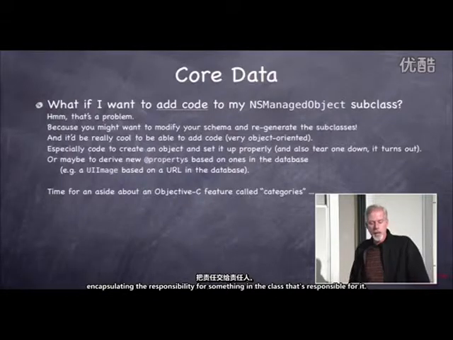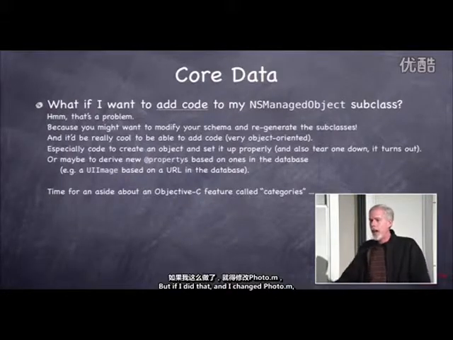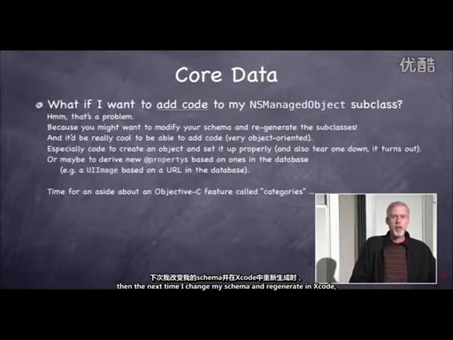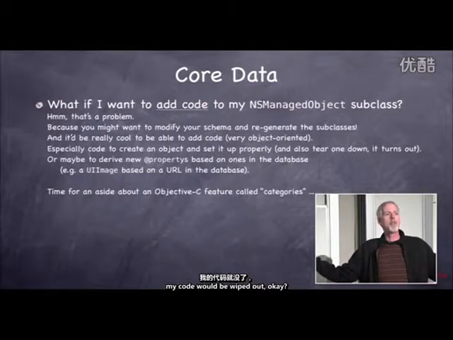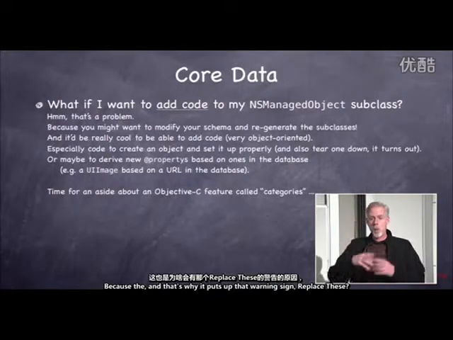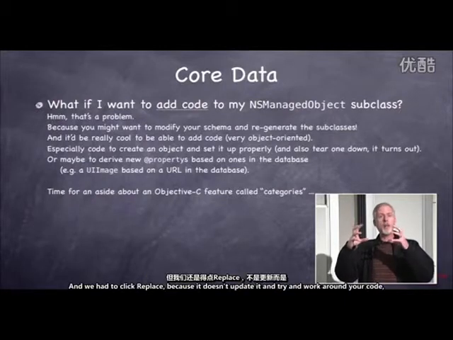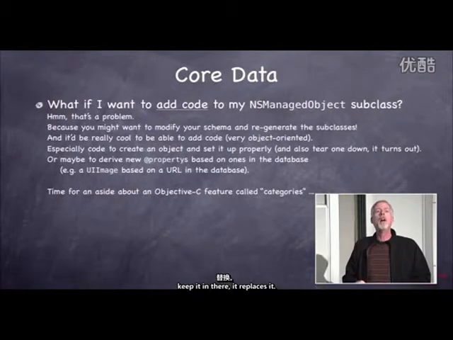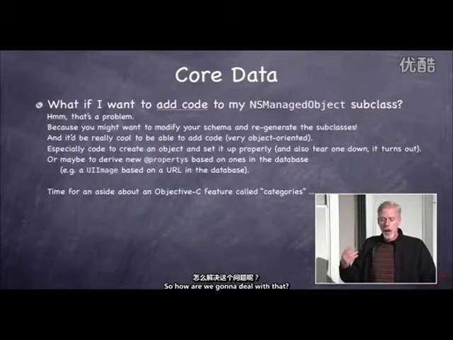But if I did that and I changed photo.m, then the next time I change my schema and regenerate in Xcode, my code would be wiped out. Okay? That's why it puts up that warning sign, replace these, and we had to click replace. Because it doesn't update it and try to work around your code, keep it in there. It replaces it. So how are we going to deal with that?